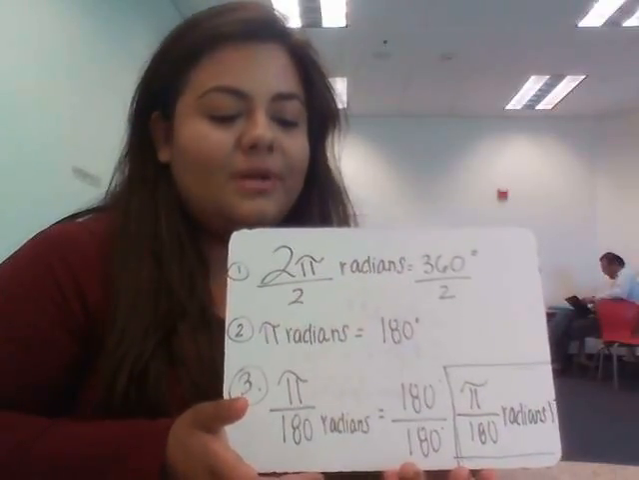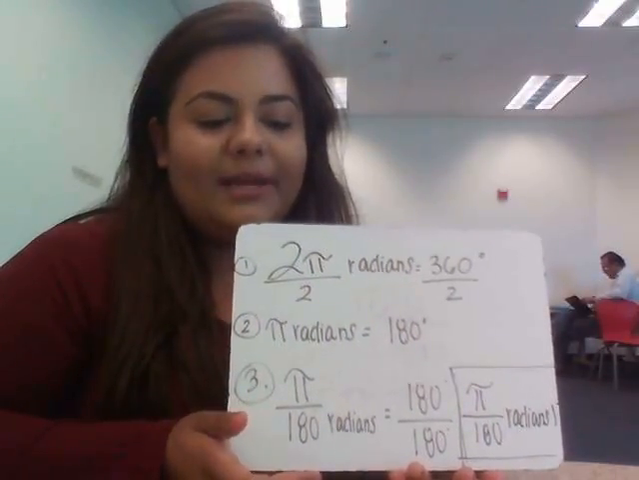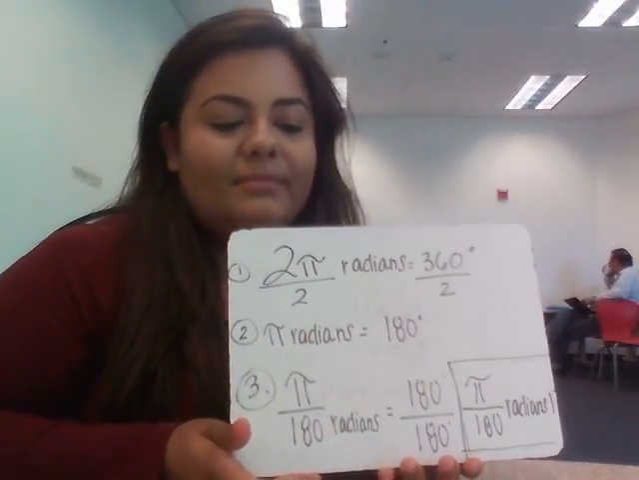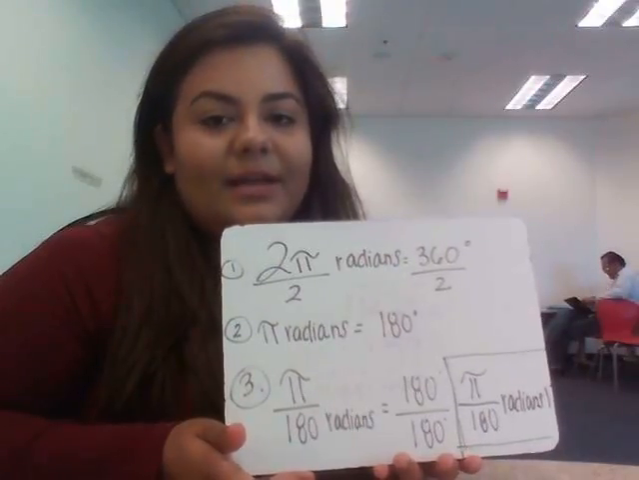So to find how much 1 degree equals, it's pi over 180 radians, which equals 180 degrees over 180, and then pi over 180 radians, and that will equal 1.